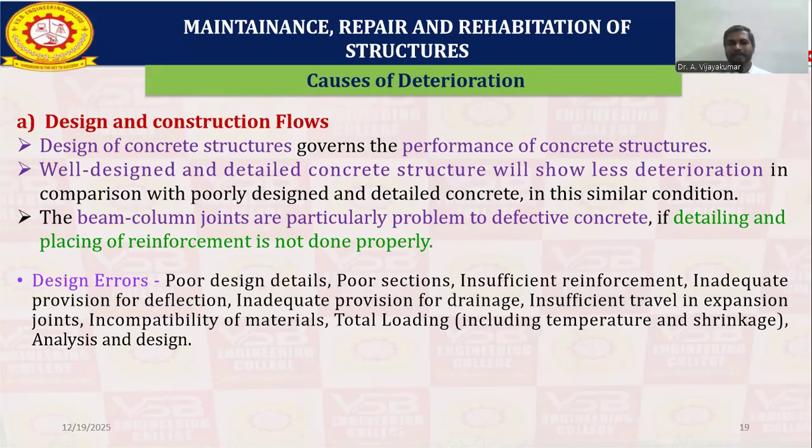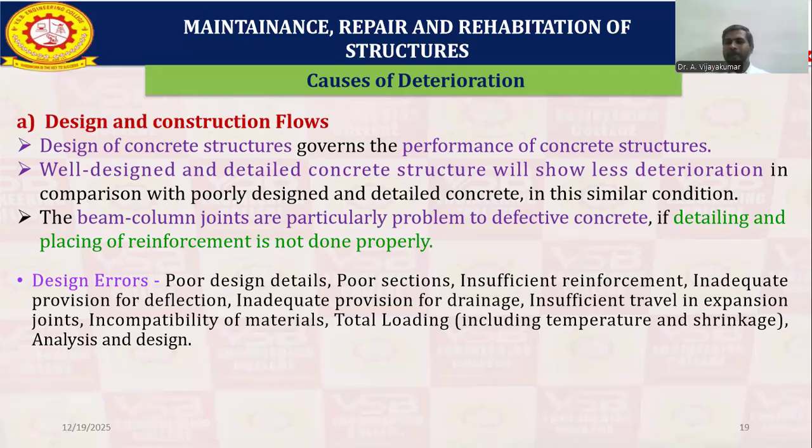So, what is design error? Poor design detailing, whether beam, column, slab, or foundation, poor reinforcement detailing, poor section, meaning the cross section area of the beam, slab, or column. If the section cannot resist the moment, there may be a chance of failure. That is also taken as design error. Insufficient reinforcement: when you design the beam or column, whatever it may be, as per IS 456, we need to calculate the number of reinforcement bars required.